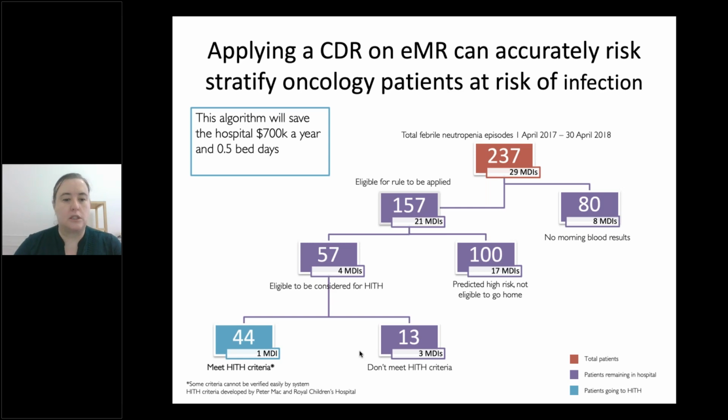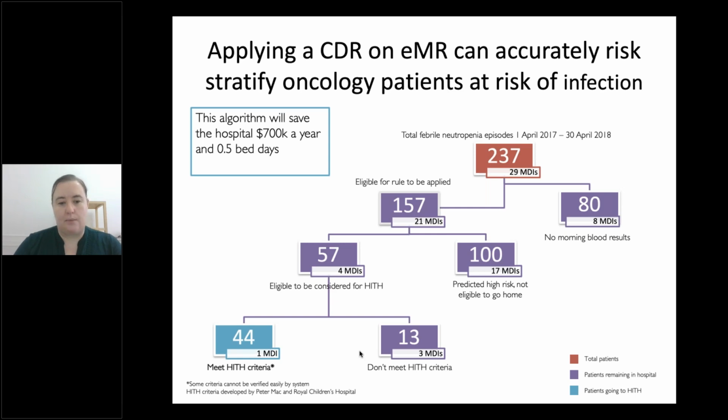Then the next step was to apply the specific HIT criteria for oncology patients. This is looking at things like: are they a new diagnosis? Do they live close to a hospital that they could come back to? Are they high risk cancer patients? Someone with a brain tumour might not be sent home. So we went through that criteria, and 44 were eligible for hospital in the home, and 1 had an MDI, and 13 were not eligible.